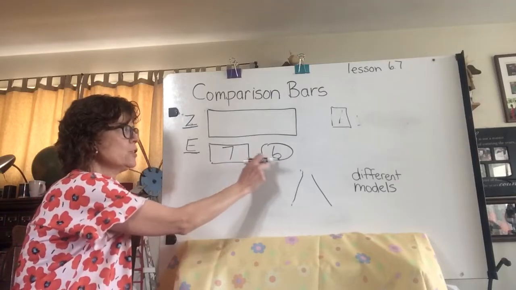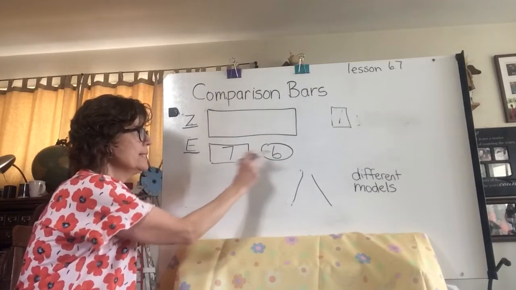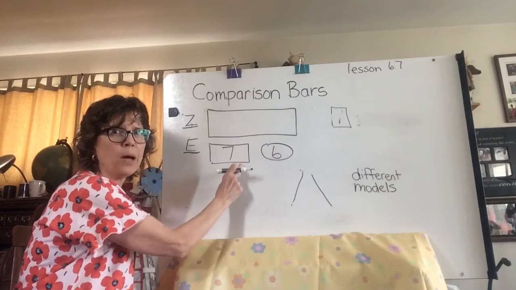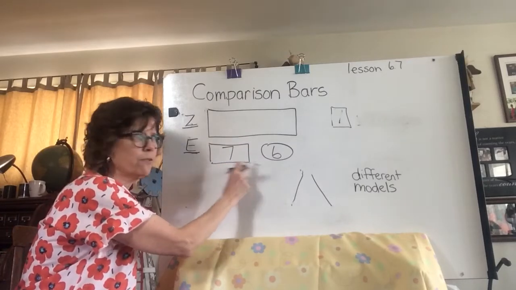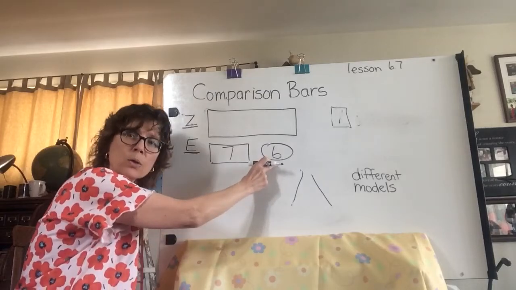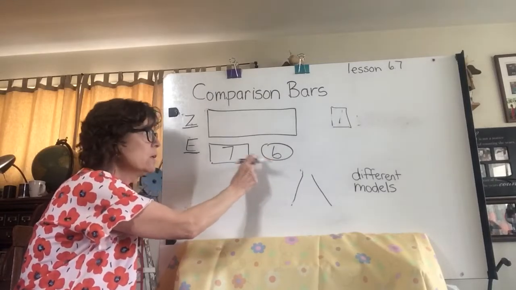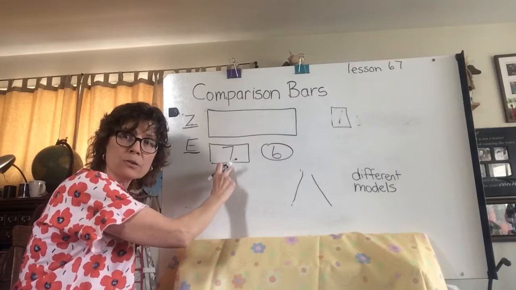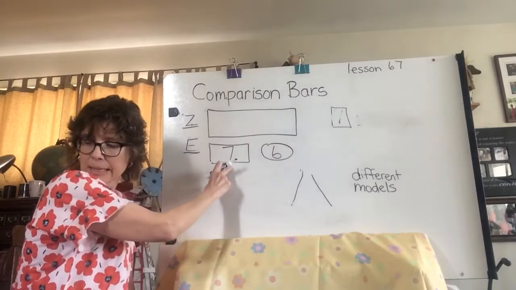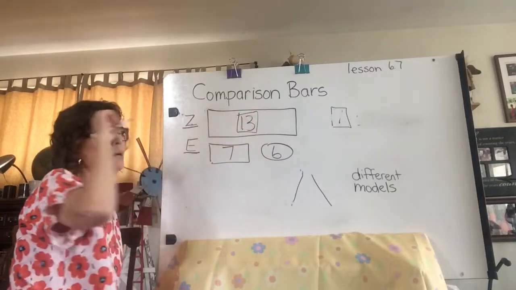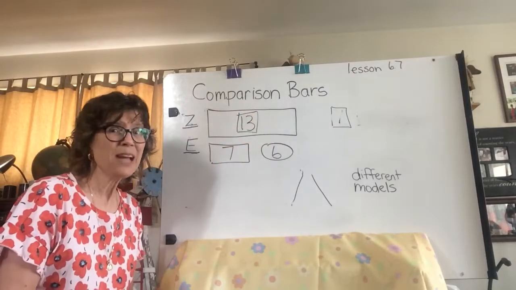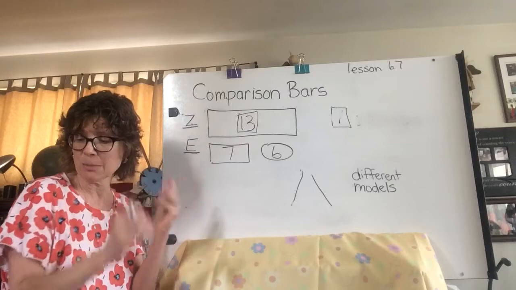So we would look at this. You could do a double fact. 6 plus 6 is 12, and 1 more makes 13. Or you can do 7 plus 7 is 14. Take 1 away, whichever works for you. Or you can start at 7 and count up 6 more. And the answer is 13.